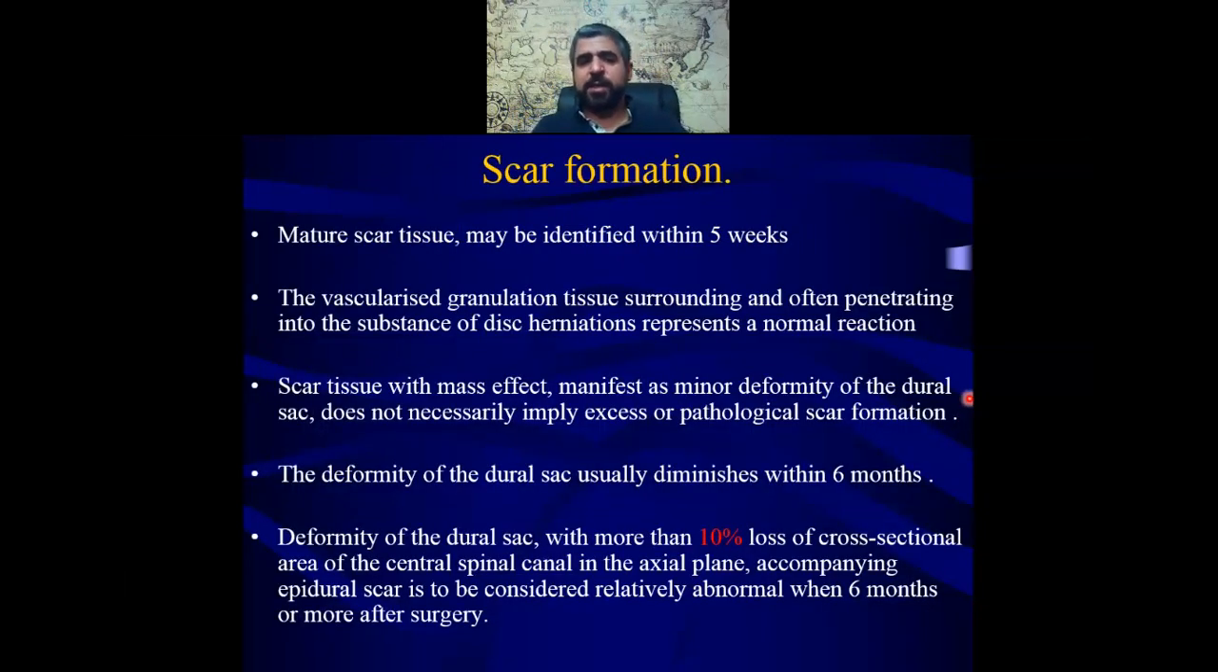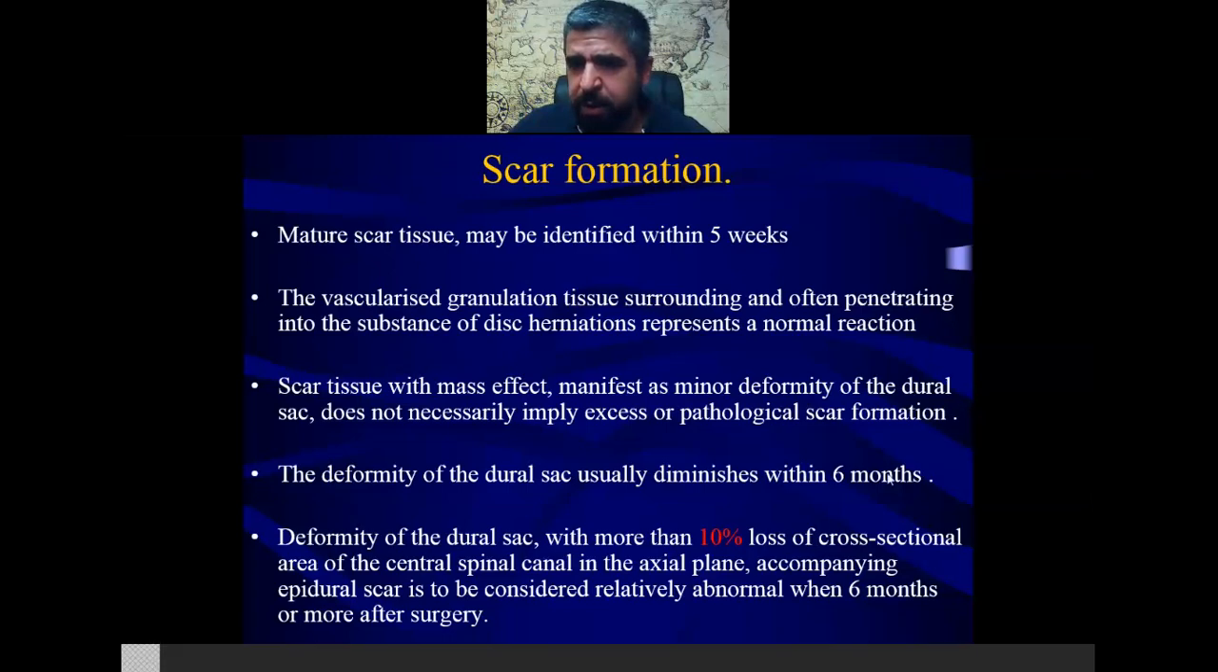Now, regarding the scar formation or the fibrous tissue around the surgical level, it can be seen within 5 weeks. 5 weeks from the surgery, you expect to see mature scar tissue. A little more than a month, 5 weeks, we start to see some maturing scar tissue. It starts as granulation tissue, which is vascularized, and then it surrounds and penetrates into the substance of the disc herniation. This is normal.